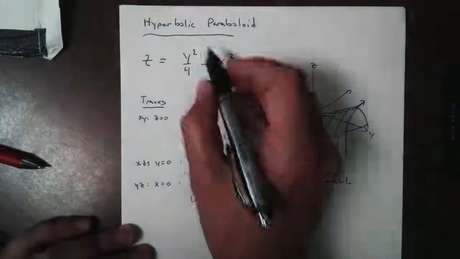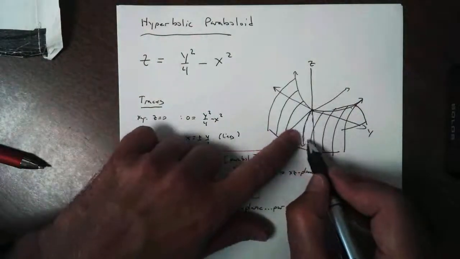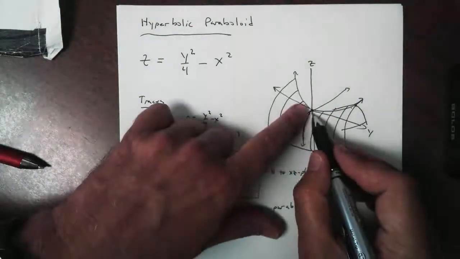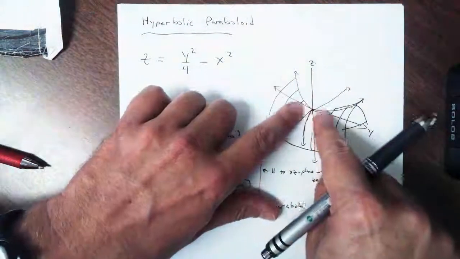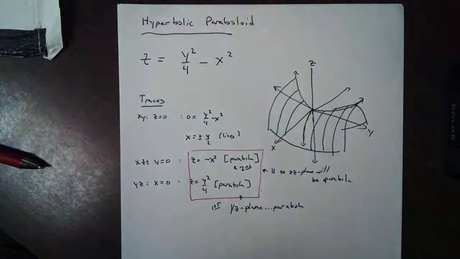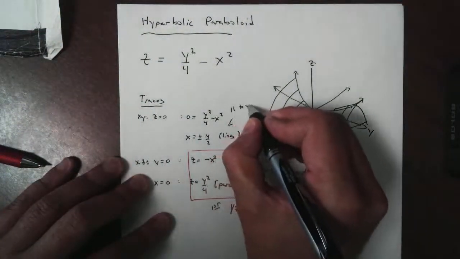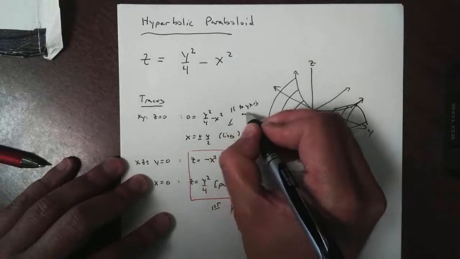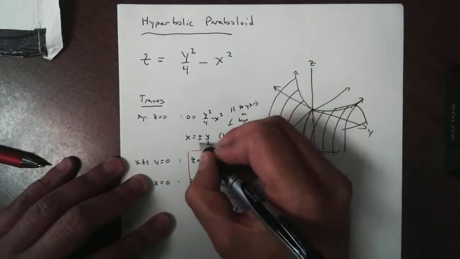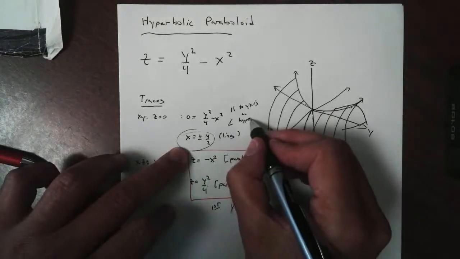Now, you might be thinking, we got the parabolas, but what about the hyperbolas? Remember, this shape is coming out like this and bending out along anything parallel to the yx plane. Anything parallel to the yx plane is a hyperbola, and that's what these lines tell me. They're basically the asymptotes of a hyperbola.